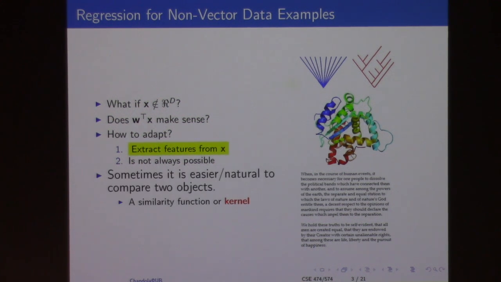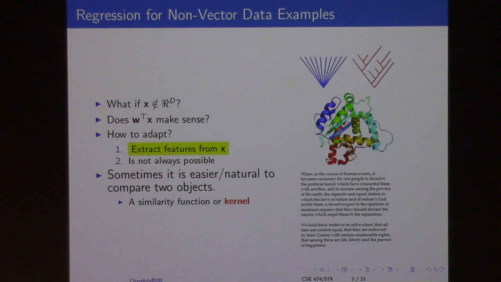So what happens is that in many domains, even though you might not be able to represent your data into a feature space, a D-dimensional feature space, R to the power D, it sometimes is more natural to be able to compare them. So in many domains, you might find very good ways to compare objects.